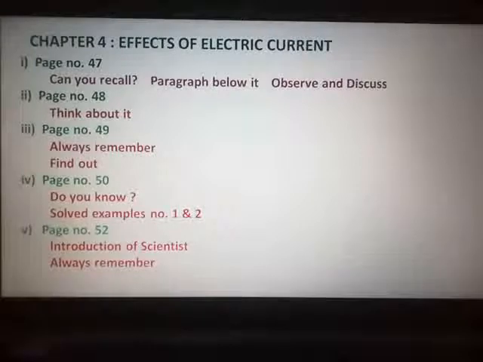There is no reduction on page number 53. There is no reduction on page number 54. 55 also there is no reduction. 56 also there is no reduction. So all of you come to page number 57.